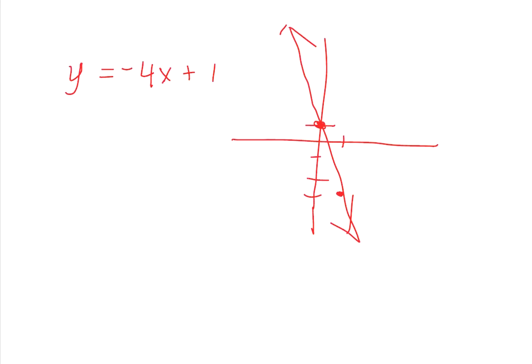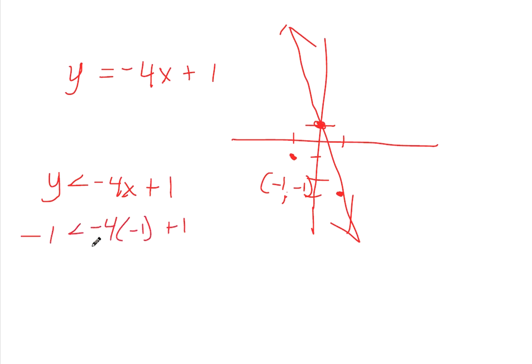So y is less than negative 4x plus 1. To test that, what you want to do is grab a test point on either side. Like I'm going to pick negative 1 comma negative 1. Or you could pick a point over here. Doesn't matter. Just pick a point that's clearly on one side and plug in the x and y coordinates.